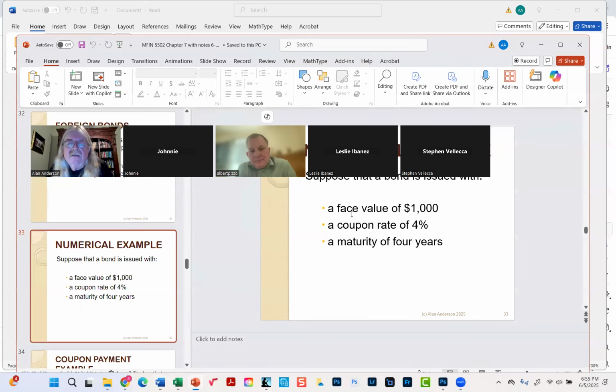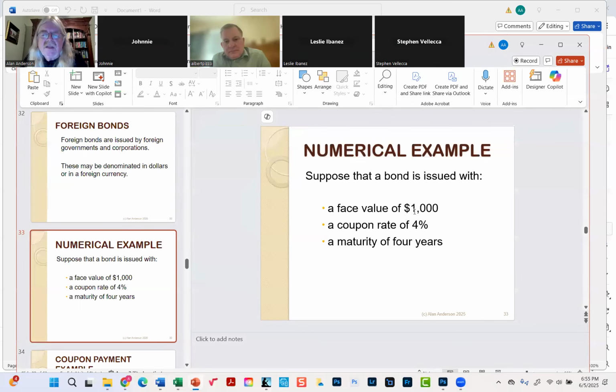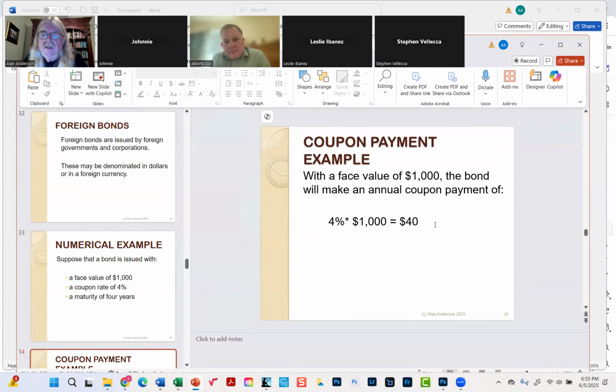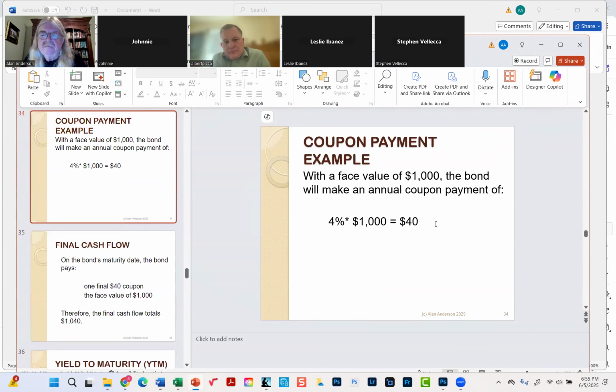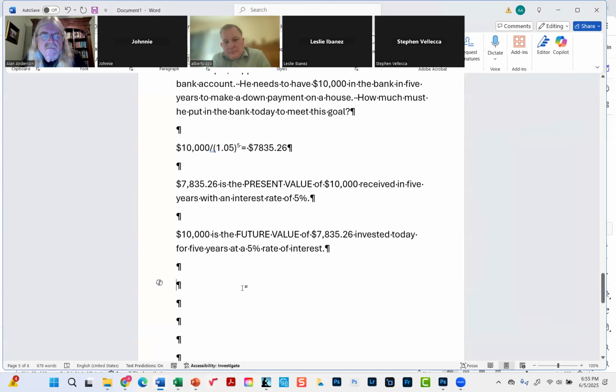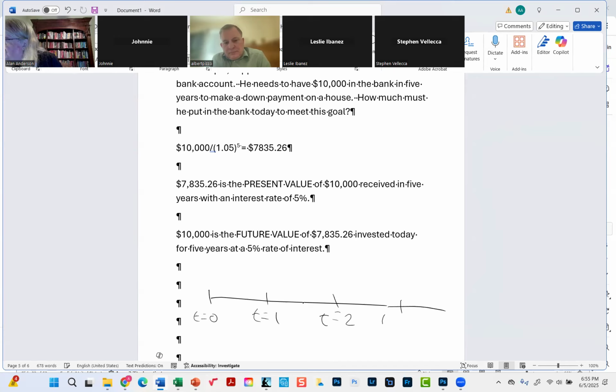So in our slides, we have a bond that's issued with $1,000 face value. The coupon rate is 4%, which means the annual coupon is $40, and it matures in 4 years. What kind of cash flows is the investor going to receive? Well, let me draw this in here. Let's use a timeline for this. The little t's are time in the future, except for 0, which is today. Let me clean that up a bit.